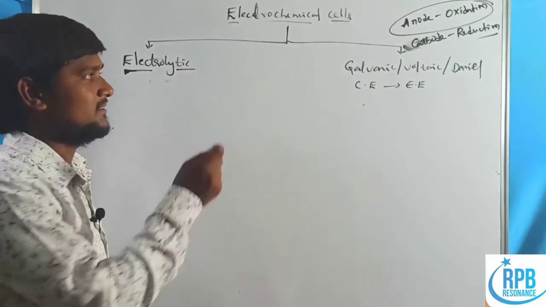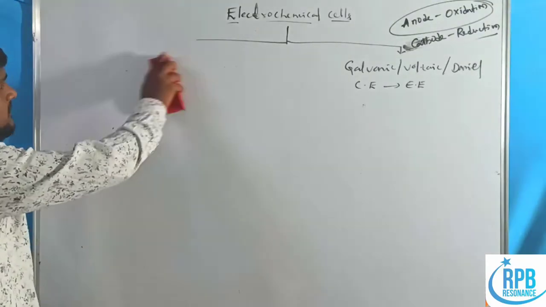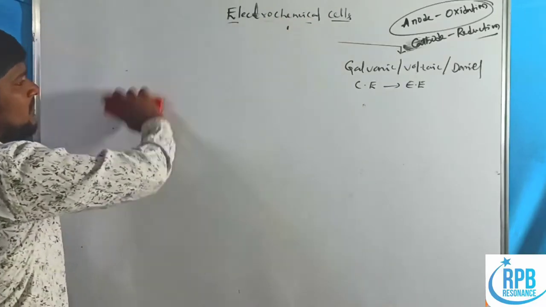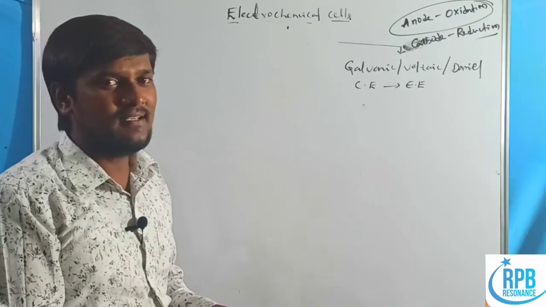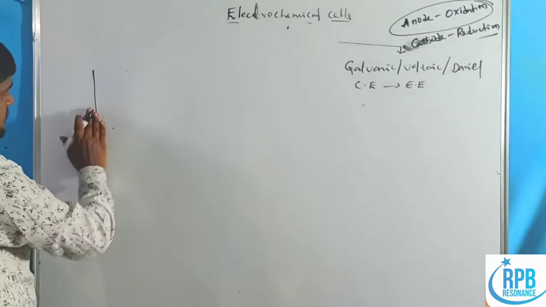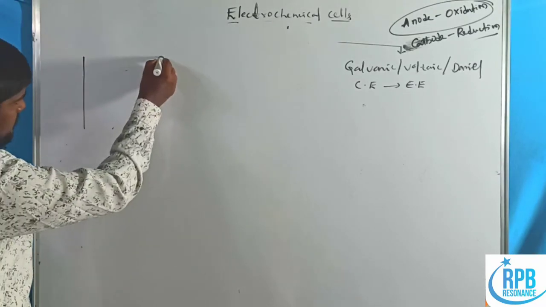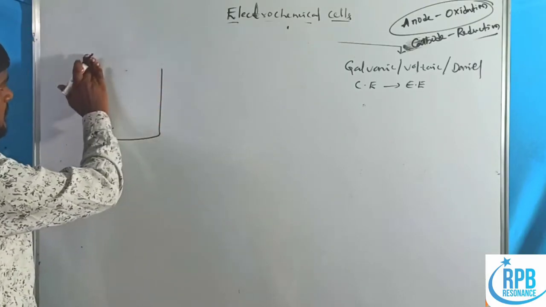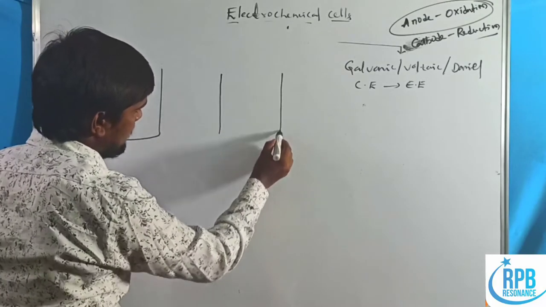Now let us discuss another thing, that is the galvanic cell or voltaic cell. Simply, it is nothing but the Daniel cell. All of these are examples of galvanic cells. Now here, in the case of galvanic cells, we assume two beakers.